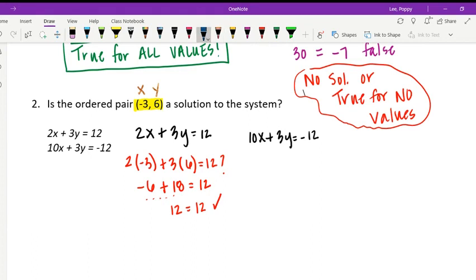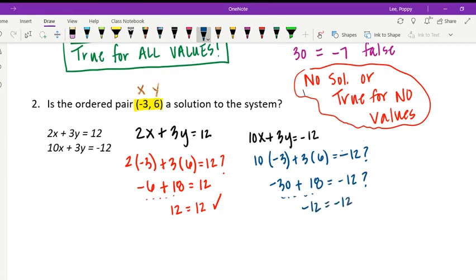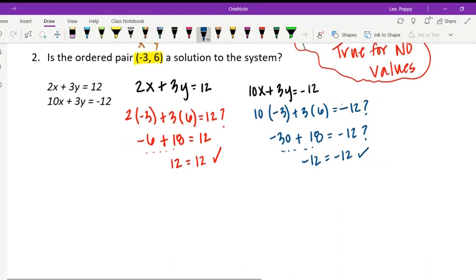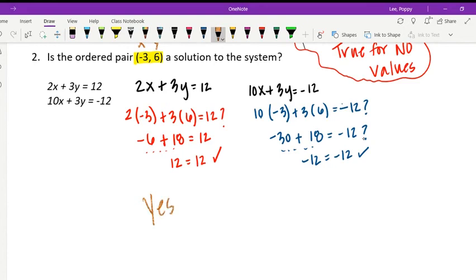Now it has to be able to work in the other equation as well, or it is not a solution to that system. So we have 10 times negative 3 plus 3 times 6, and we're going to see if that equals negative 12. So that's a big question. 10 times negative 3 is negative 30, plus 3 times 6 is 18. Does that equal negative 12? Yes, negative 30 plus 18 is negative 12. Negative 12 equals negative 12. Since both equations turned out to be true, the answer is yes. If you were to graph those two equations, they would intersect at the point negative 3, 6. So it is a solution.